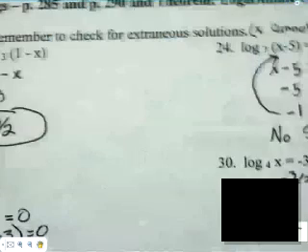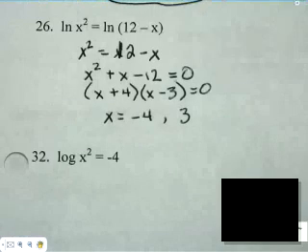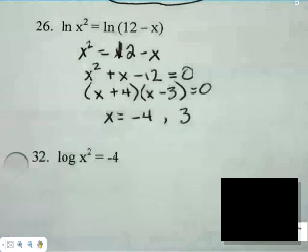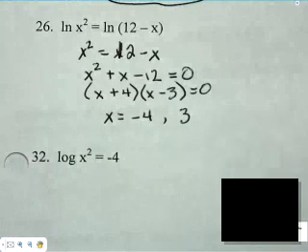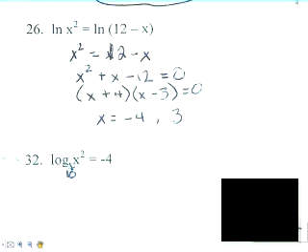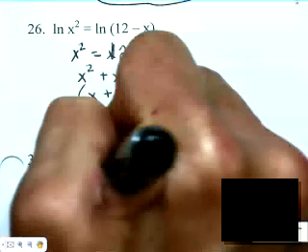Number 32, same thing. I don't have logs on both sides, but I can change it to exponential form, realizing that log means log base 10. And that doesn't look like a subscript. It looks like it's on the next line. But what Kayla said is right. 10 to the negative 4 equals x squared.